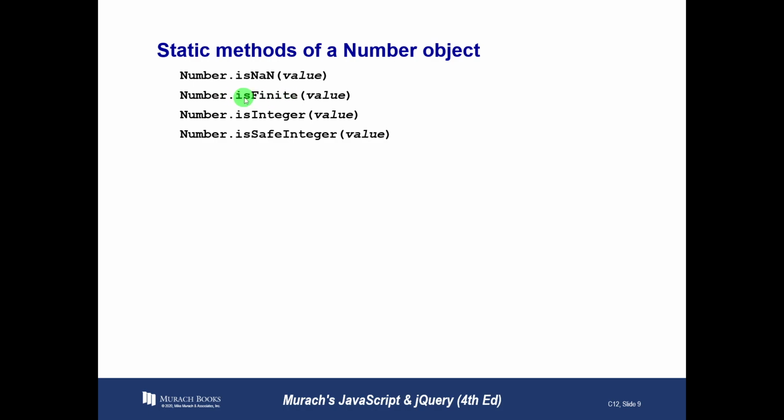There is a global isFinite function that we can use that's not part of the Number object. And it also works differently, and we'll see that in some upcoming slides. We can say Number.isInteger, and whatever value we put in here will determine whether it's an integer or not. And also isSafeInteger. If we stick a number in here, it'll tell us if it's a safe integer.